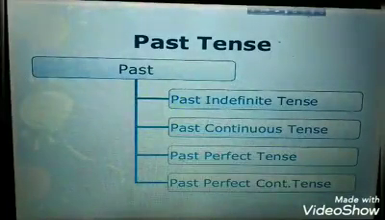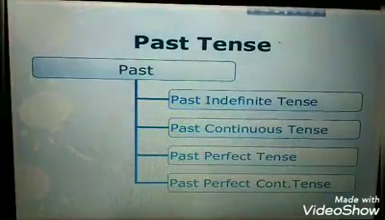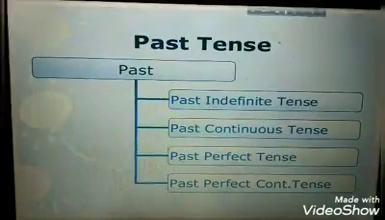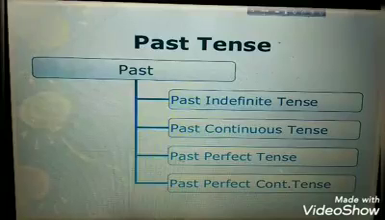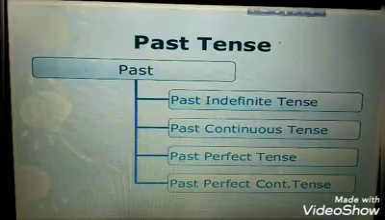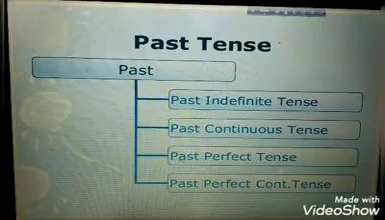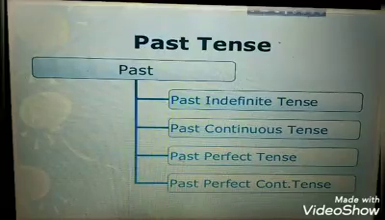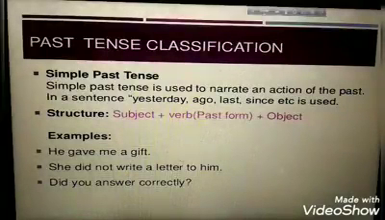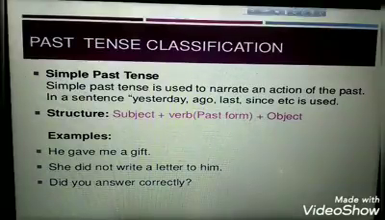So now we'll move on. Past tense. So we know these are the classification of past tense: past indefinite tense, past continuous tense, past perfect tense, and the final one, past perfect continuous tense. So simple past tense. What is simple past tense?